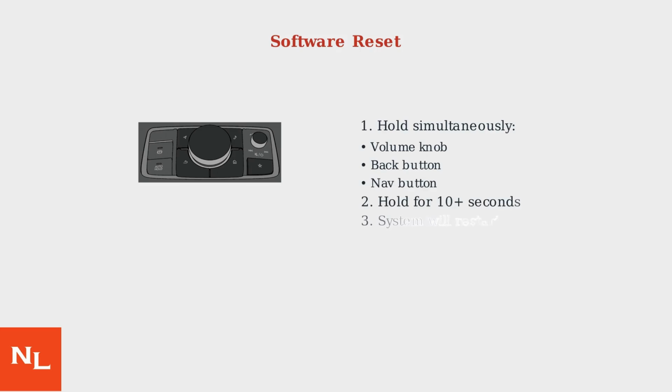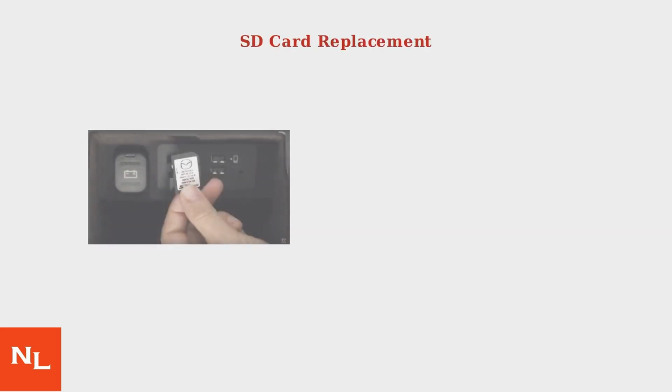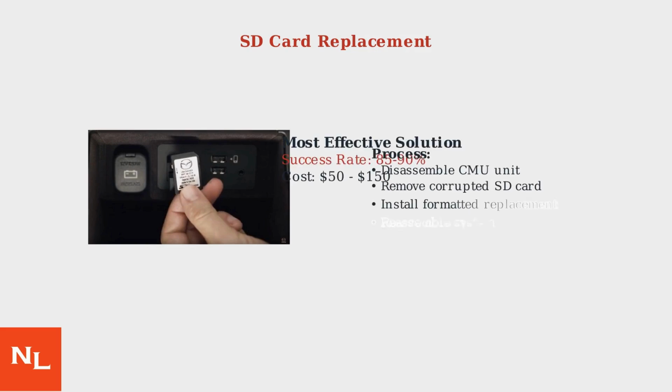When your Mazda Connect system is stuck in a boot loop, start with the simplest solution, a software reset. This temporary fix can provide immediate relief while you plan a permanent solution. The most effective solution is replacing the corrupted internal SD card. This fix has an 85 to 90% success rate and costs between $50 and $150. The process requires disassembling the infotainment unit and installing a properly formatted replacement card.